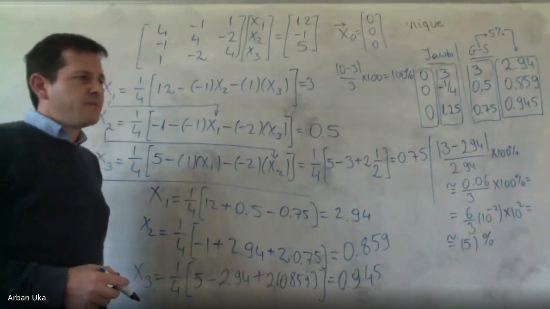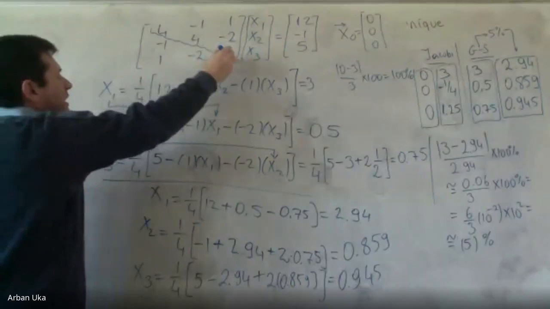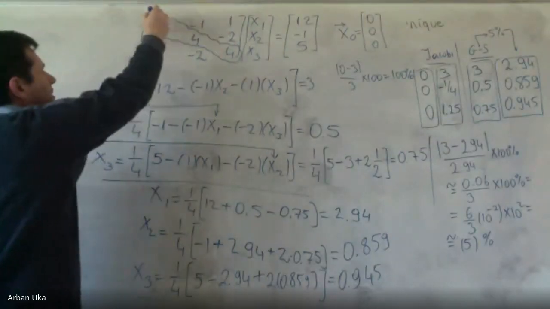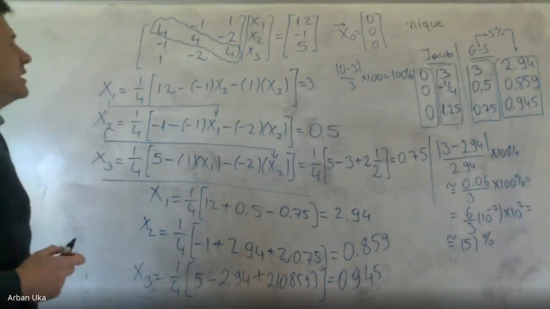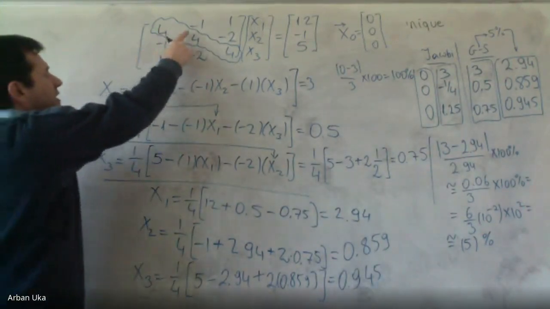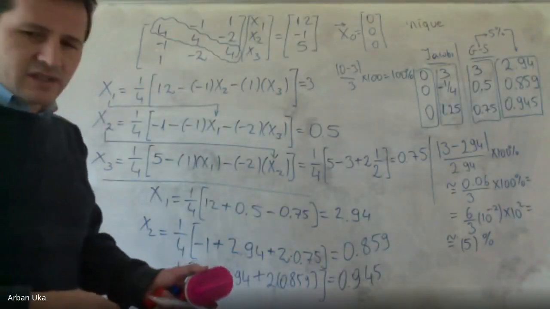Diagonally dominant means that the diagonal terms are larger than the sum of all the other terms in the row. If we look at this system that we have written here, these 4s are larger than the summation of the absolute values of all the other matrix elements.